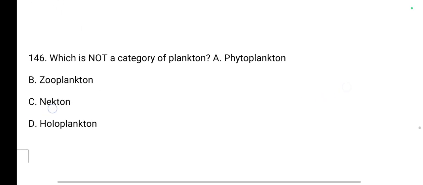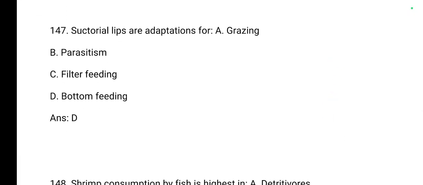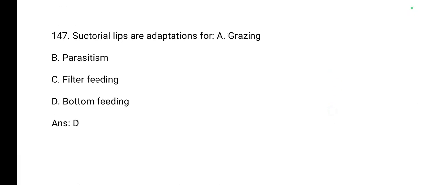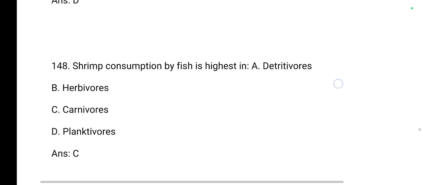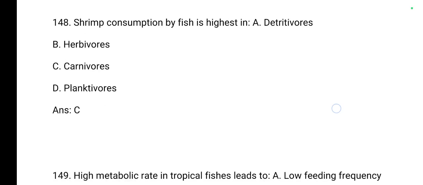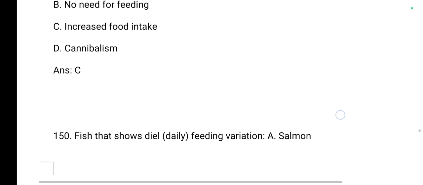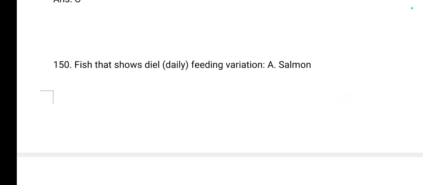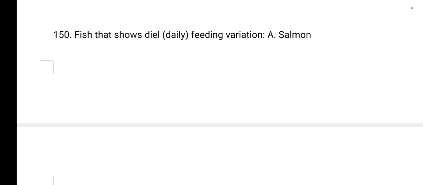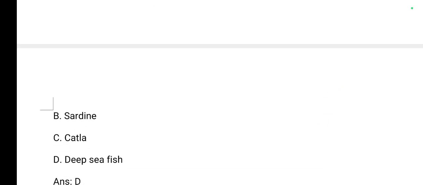Which is not a category of plankton? So it will be option C, that is nekton. Suctorial lips are an adaptation for, so it is adaptation for bottom feeding. Shrimp consumption by fish is highest in, so it is highest by carnivorous fishes. High metabolic rate in tropical fishes leads to, so it leads to increased food intake. Fish that show feeding variation, so the answer will be deep sea fishes.